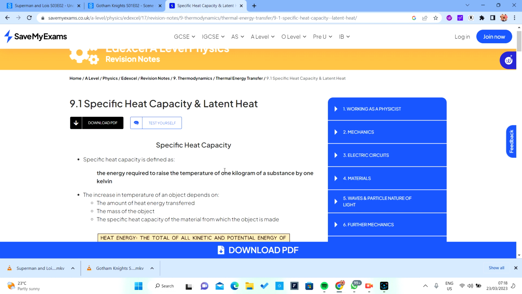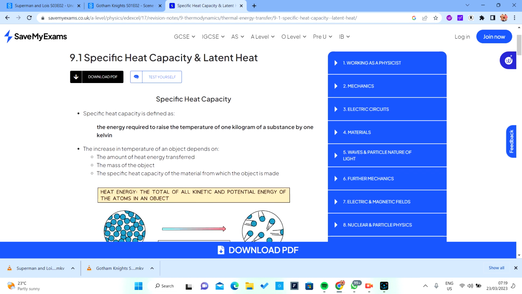Whereas specific heat capacity is the energy required to raise the temperature of 1 kilogram, or 1 gram, because sometimes it might be interchanged, of a substance by 1 Kelvin. You can see that is specific, 1 kilogram, unlike heat capacity, which is just the entire mass of the body. It's not really precise. So that's specific heat capacity and heat capacity.